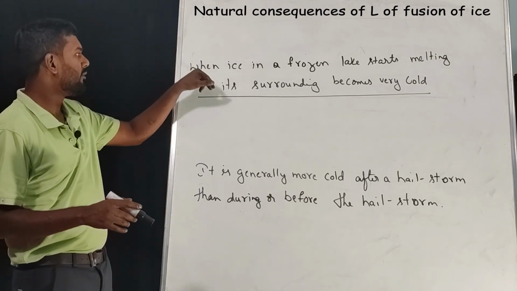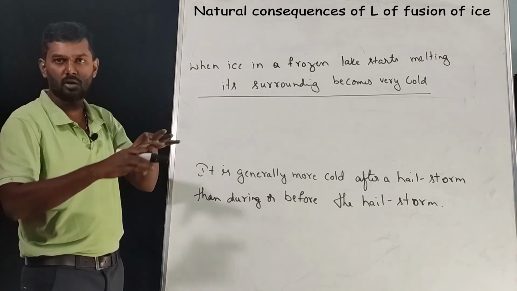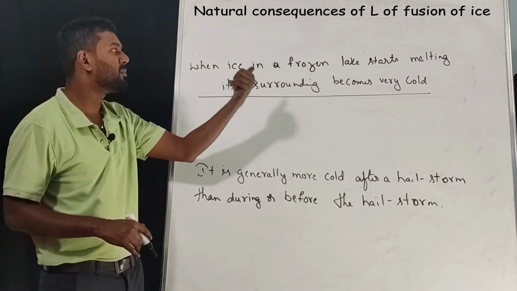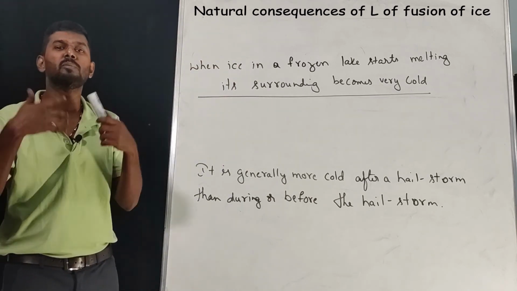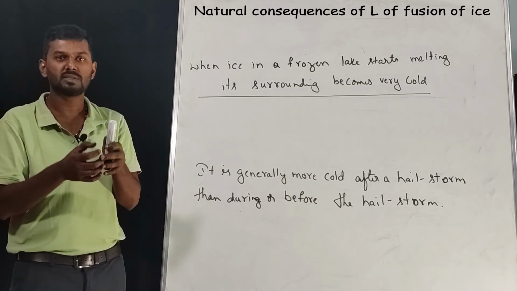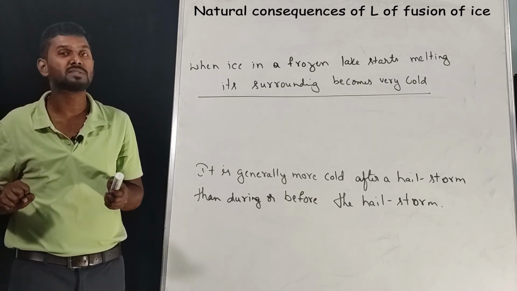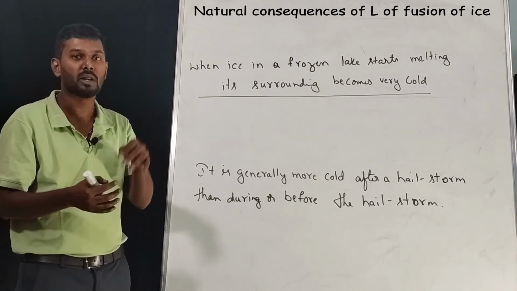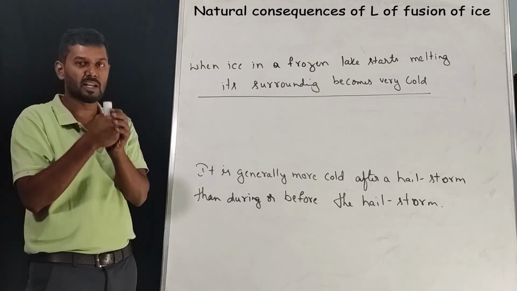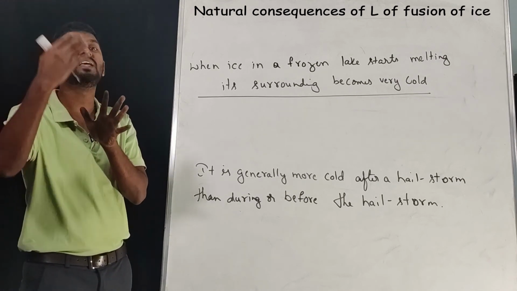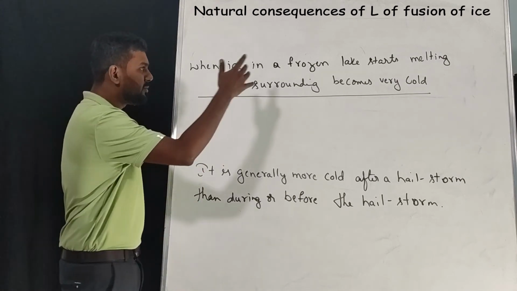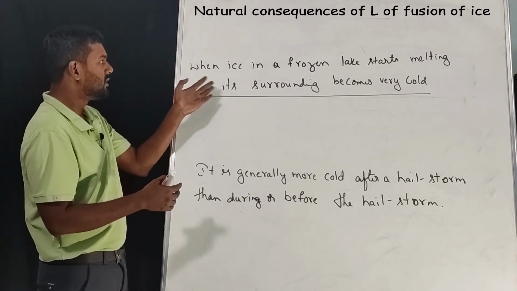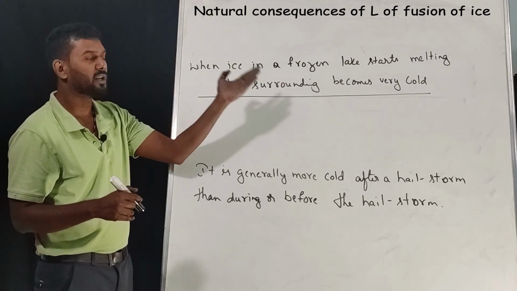Very simple, listen. Assume the lake is frozen now. When the ice starts melting, its surrounding becomes very cold. Why? Because melting is a process that absorbs heat energy from the surrounding. This is very much important. While melting, it absorbs heat energy. While freezing, it releases heat energy. Keep that in mind. So when melting, it absorbs heat energy from the surrounding, and that makes the surrounding very cold.